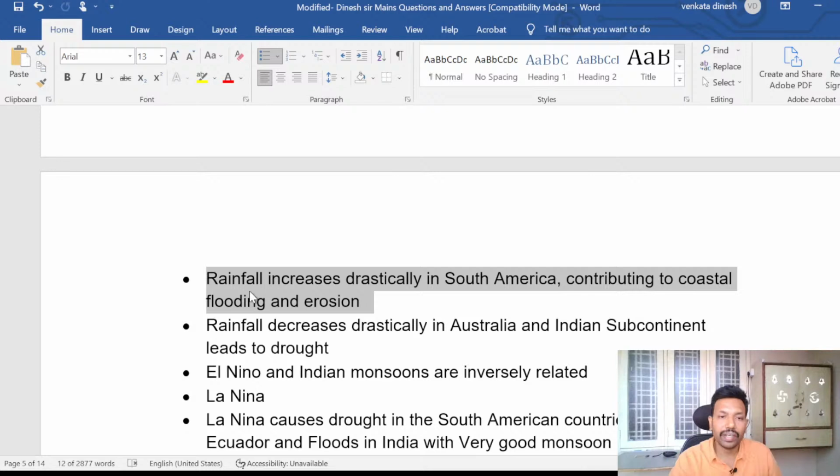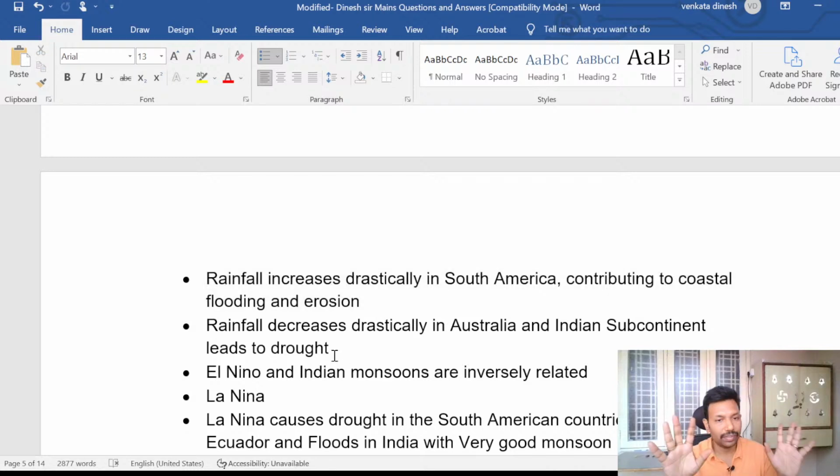Rainfall increases drastically in South America, and decreases drastically in Australia and the Indian subcontinent, where you have very little rainfall. It means that we have drought. Simple. The Indian monsoon is bad, Indian agriculture is bad, Indian exports are bad, the Indian economy is bad. You and I are bad. El Nino and Indian monsoons are mostly related.